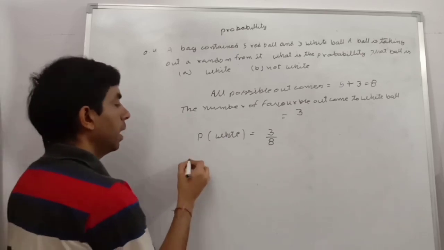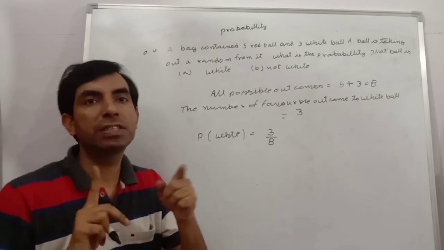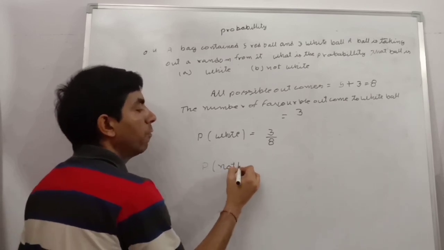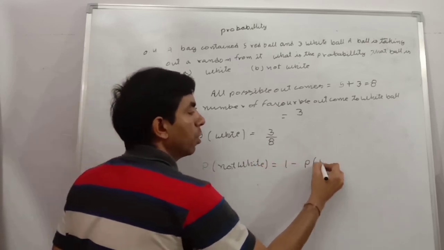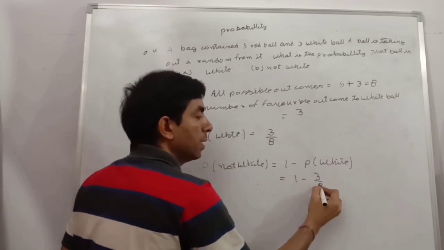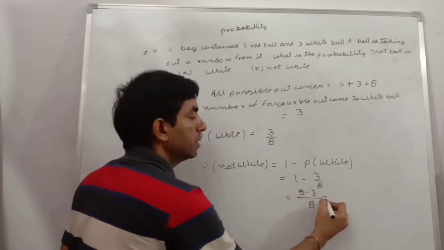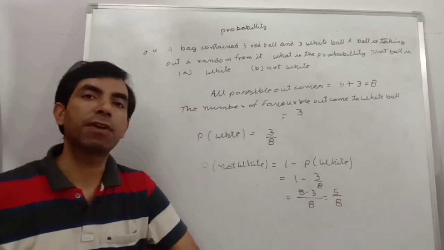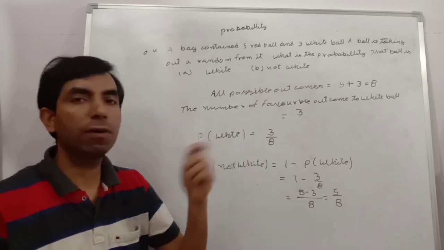By this method, again, we can find the probability for not white by 2 methods. First, we subtract it from 1. So the probability for not white is 1 minus the probability for white ball, means 1 minus 3 upon 8. Taking LCM, we get 8 minus 3 is 5 upon 8. Then we have the probability for not white is 5 upon 8. So by this method we can find the probability for a not white ball.